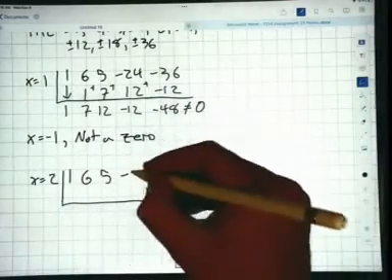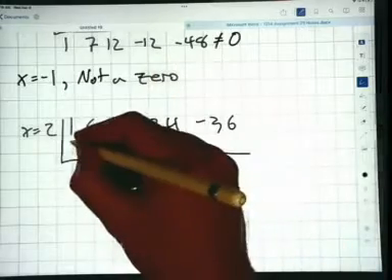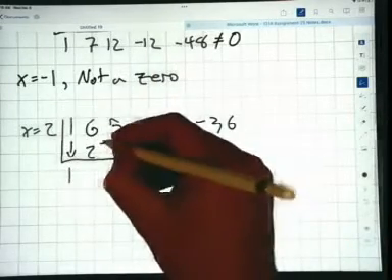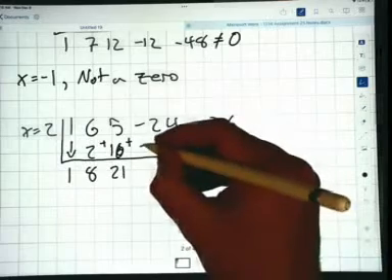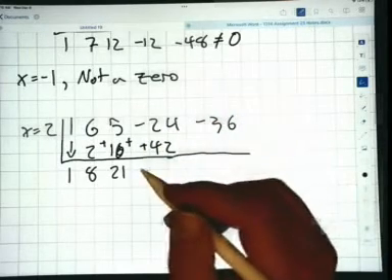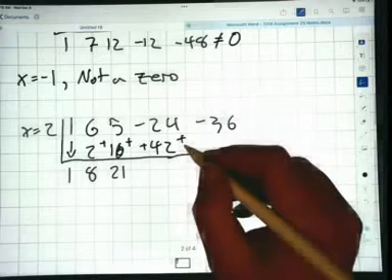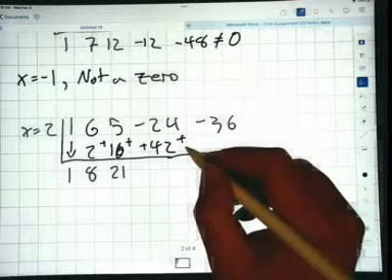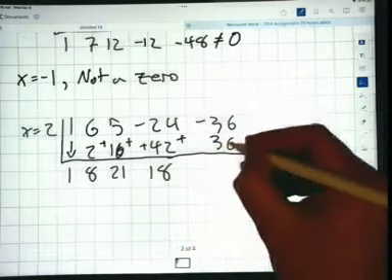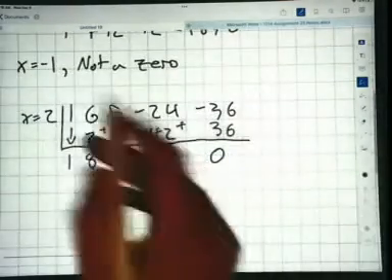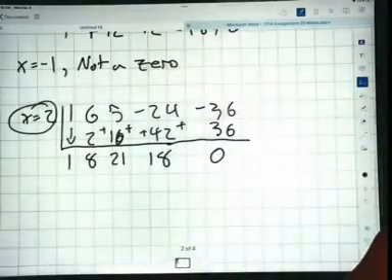1, 6, 5, -24, -36. Let's see what happens here. Bring down the 1. Multiply. Add. Multiply. Add. Multiply. Add. Alright, so -24 plus 42, oh, we gotta do some math, 18. And then multiply by 2, that's going to be 36, and there we get the 0. So, by this, we know that x equal to 2 is a 0 of the function.